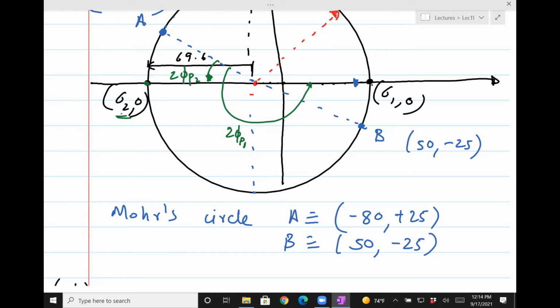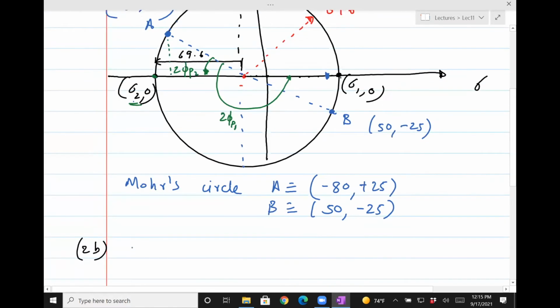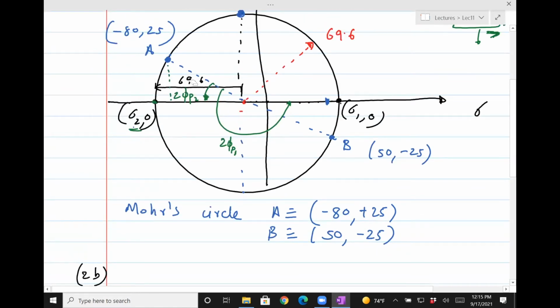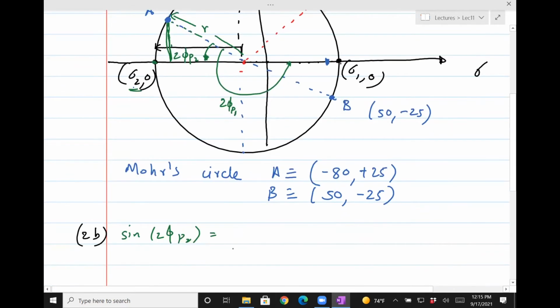So 2 phi P2 is acute, which is less than 90 degrees, and I can find that by using trig. If you want to find phi, you can see that this is the radius, 69.6, and the side here is clearly 25. So I can use sine of 2 phi P2 equals 25 divided by the radius. I'm just using trig to do this. I could use the formula, of course.